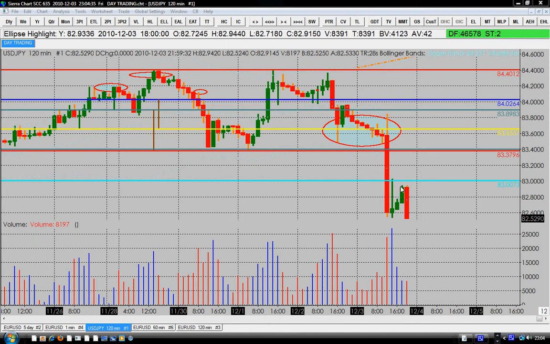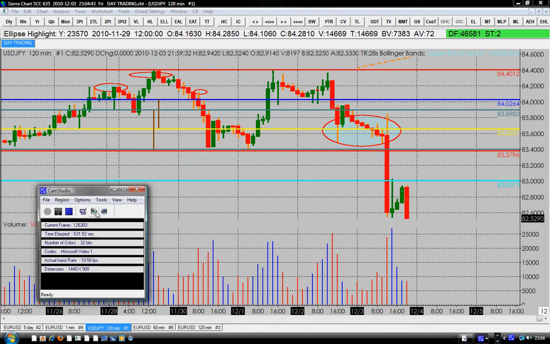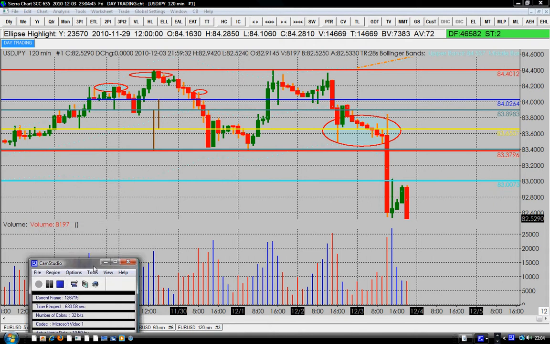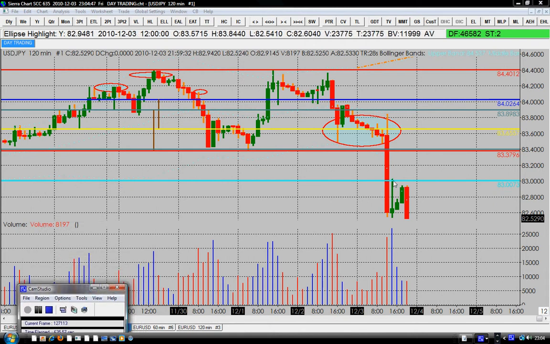Now what I need to say to you is that our psychological level is broken. You need to be aware of that. Our psychological level is broken, which is the level of 183.00 for the USD yen. We are now below it. It is not very bullish right now, so do not try to force the market.